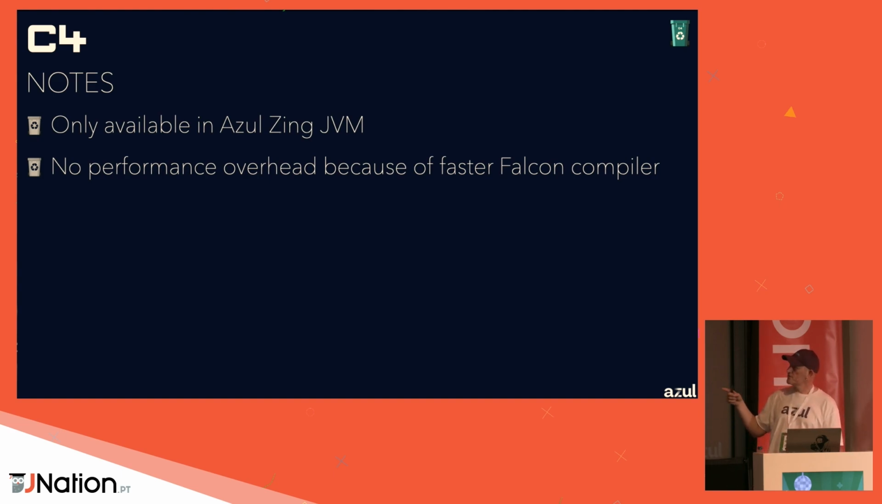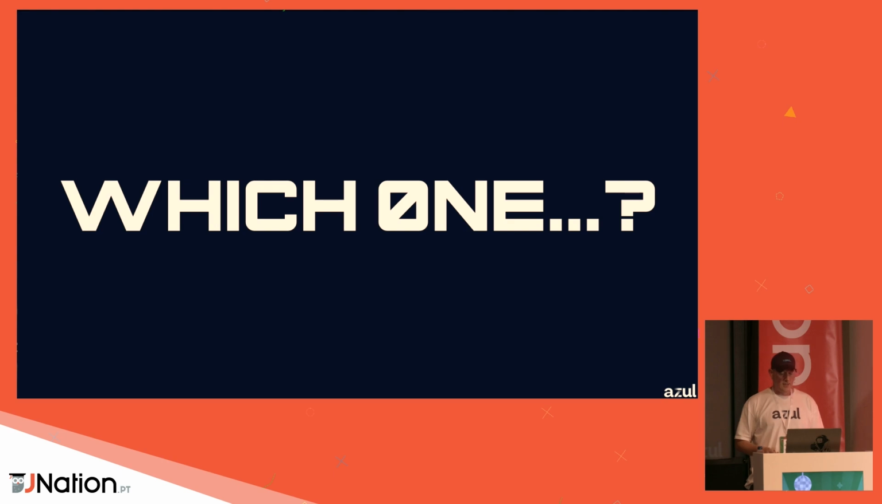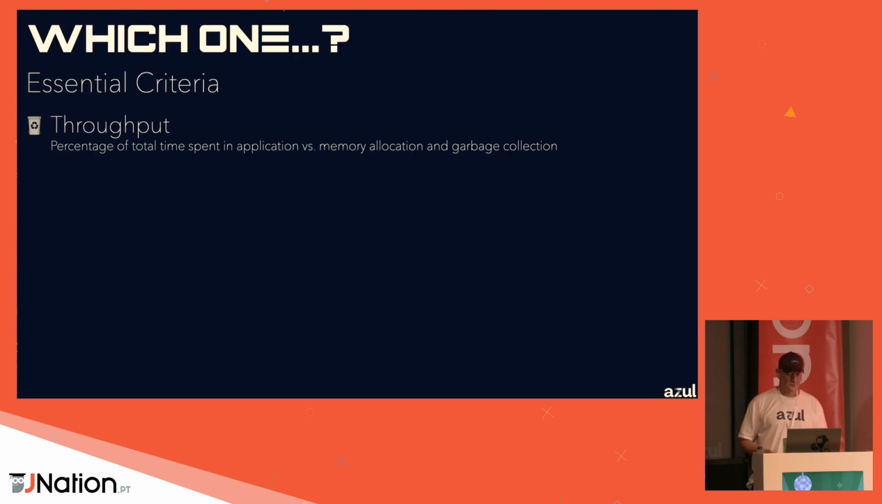And the real difference that we have is we don't have the performance problem, because we have a different compiler which creates faster code than the one in OpenJDK. That's the reason why the system, when you use Zing, is still faster than if you would use OpenJDK with ZGC.